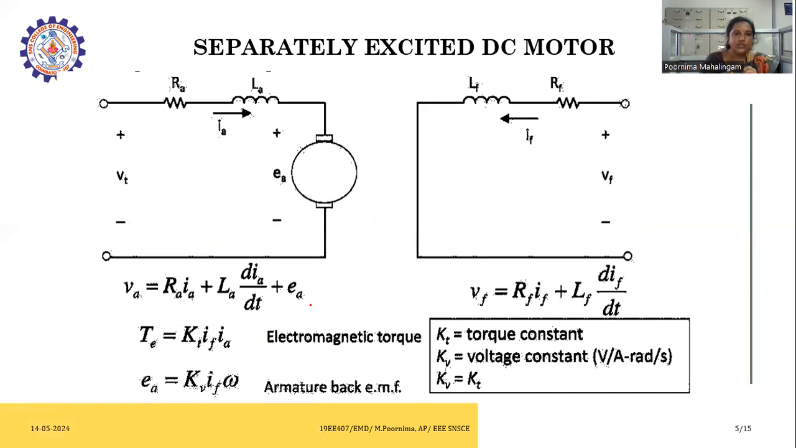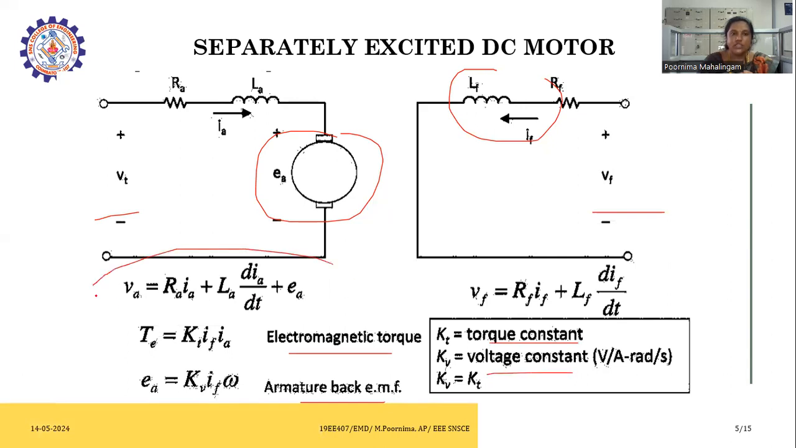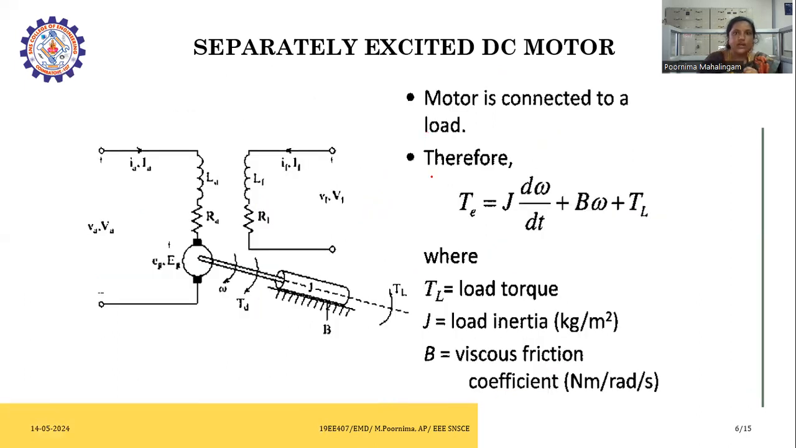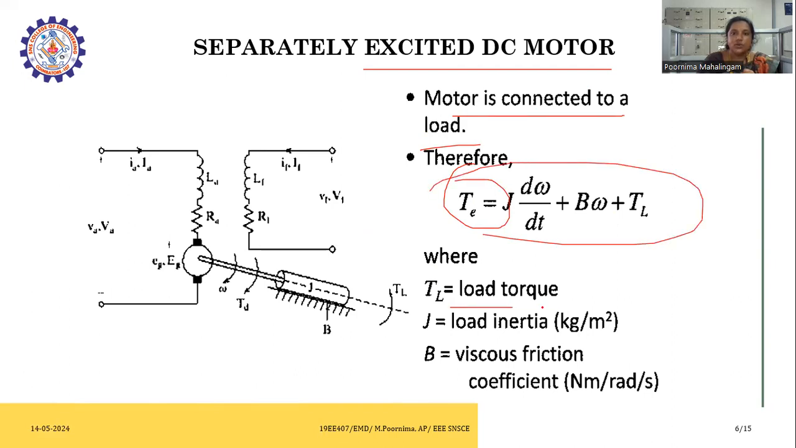The commonly used DC motors, we know, are separately excited and series motors, mostly used for traction applications. Now coming to the separately excited DC motor, the armature and field are excited separately, with separate supplies. We have the electromagnetic torque and back EMF equations, and the torque constant is equal to the voltage constant. We have the voltage equation for both the armature and field supply. Now coming to excitation of the DC motor, the motor is connected to the load. In the torque equation, TL represents load torque, J the load inertia, and B the viscous friction coefficient.